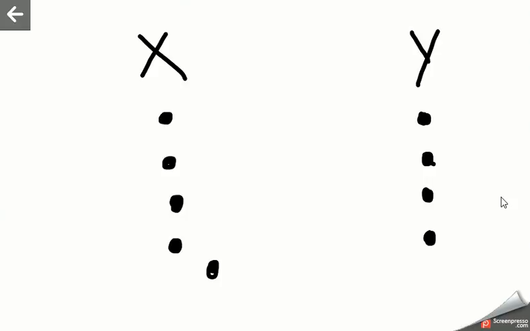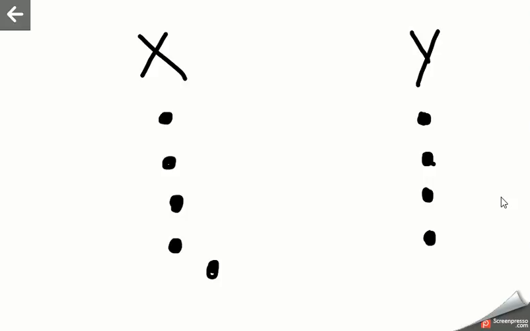A set is any collection of things, and we're going to call this first set X and the second set Y. Our set X is going to be a set of chairs. So we have chair 1, chair 2, chair 3, chair 4, let's say chair 5 over here. And in our set Y, we're going to have a set of tables. So this is table 1, table 2, table 3, and table 4.